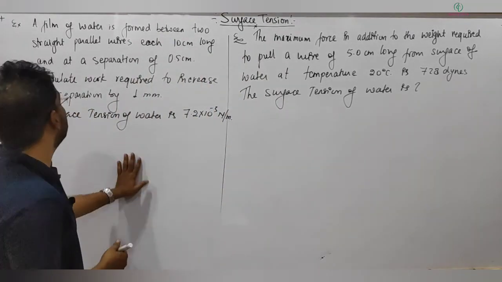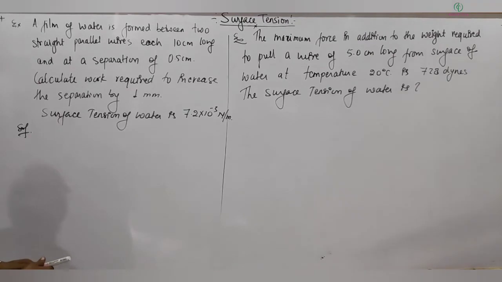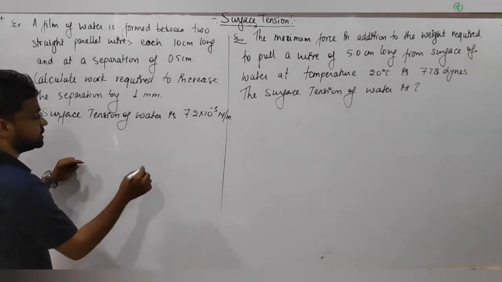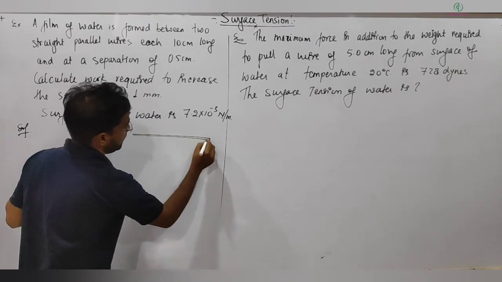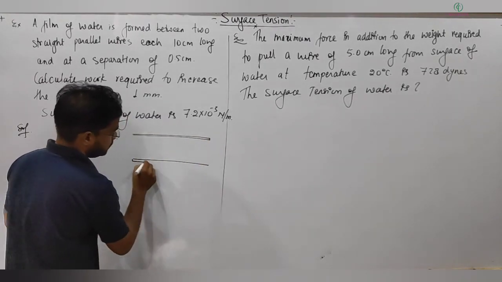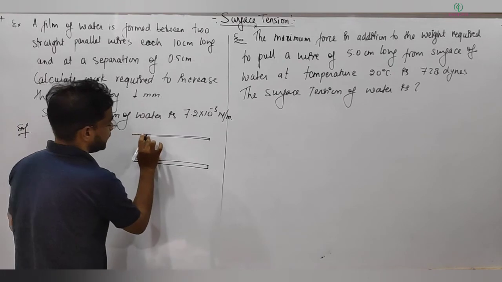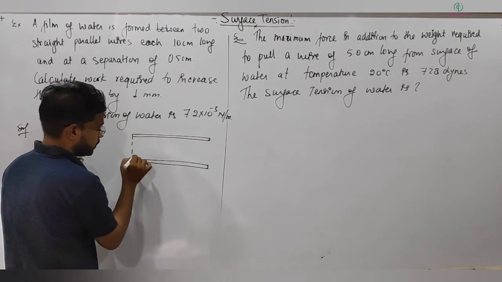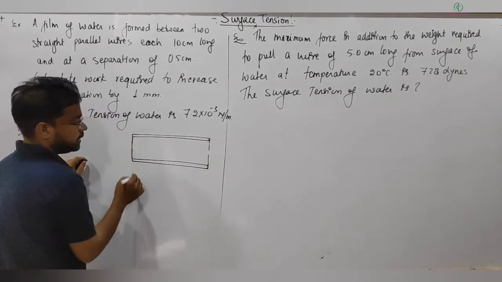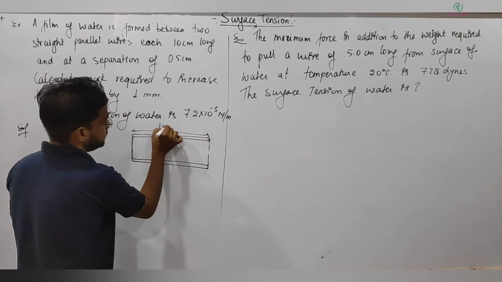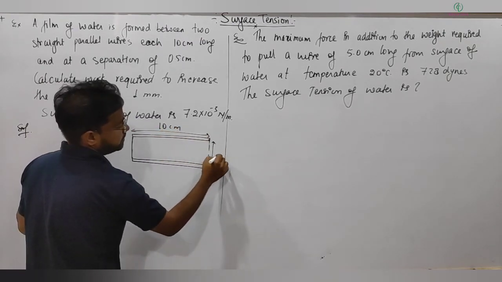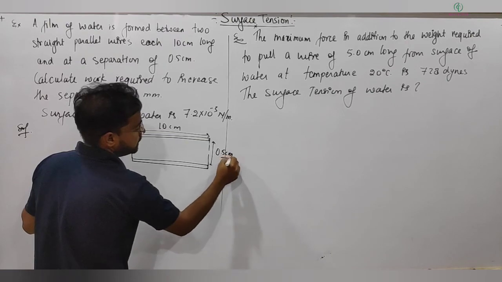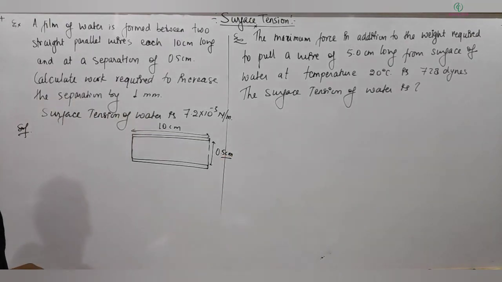So here we have a problem. A film of water is formed between two straight parallel wires. Let's say these are two straight parallel wires, wire 1 and wire 2, and between these two parallel wires a film of water is formed. So this is the film of water, and the length is given as 10 centimeter. The separation between them is 0.5 centimeter. Calculate the work required to increase the separation by 1 mm.